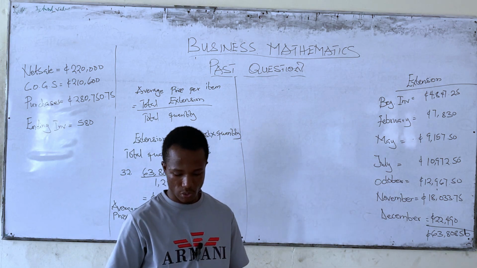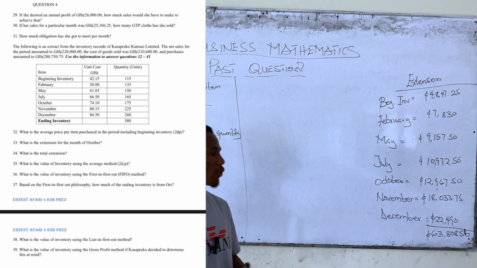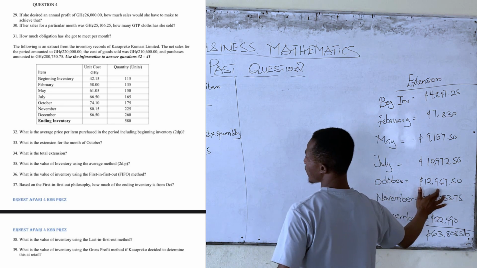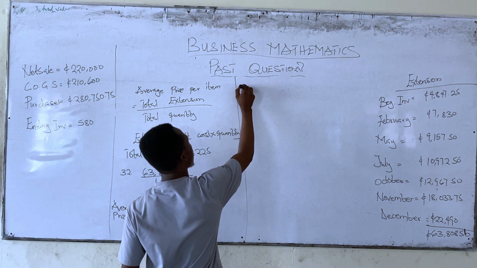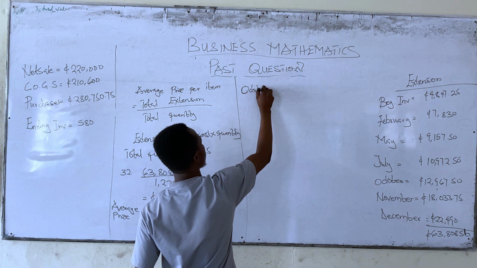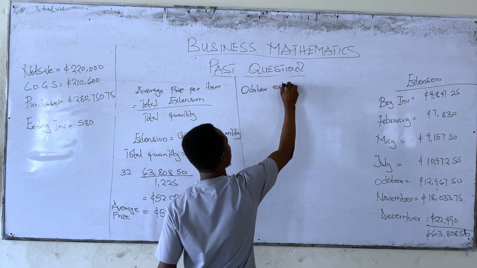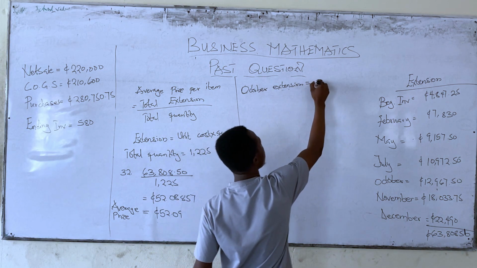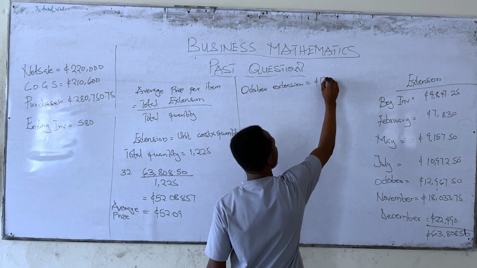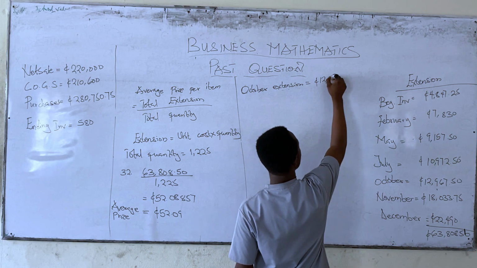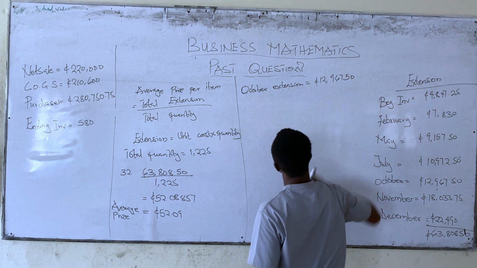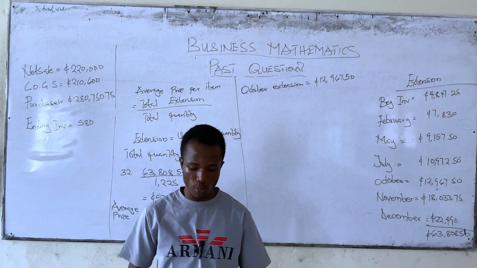Now let's move on to the next question. What is the extension for the month of October? For the month of October, we have this extension. October extension is equal to 12,967.50. That is for the month of October, and we are done.